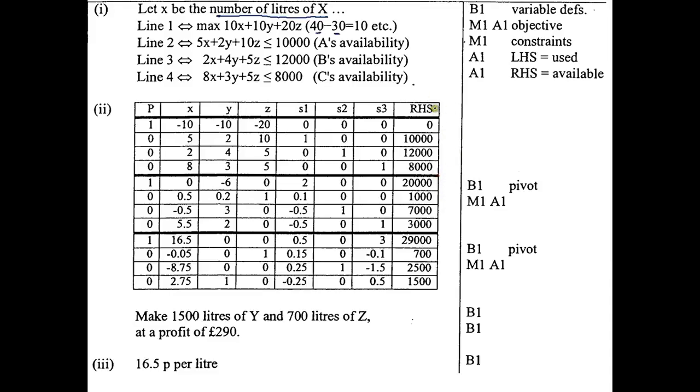And then on the Tableau you had to do 2 iterations of the Tableau, so there were 3 marks for each iteration. 1 mark for getting the pivot correct, and then a method and an accuracy mark for the working in both cases. And finally, a mark for stating litres of the product, a mark for the profit, and a mark for the 16.5 pence per litre reduction in price.